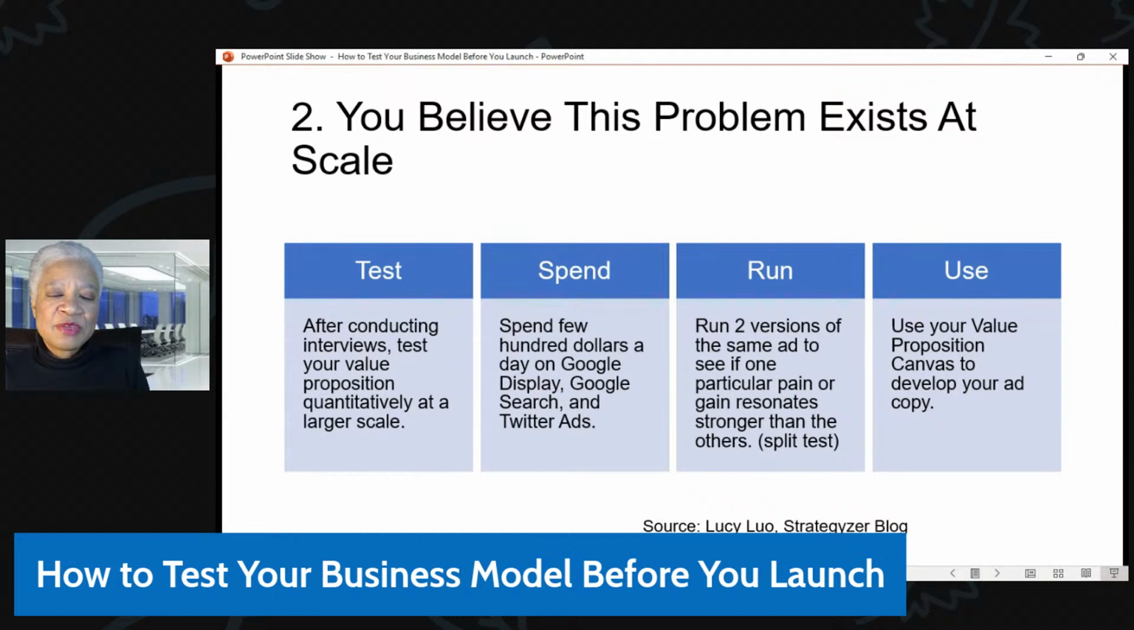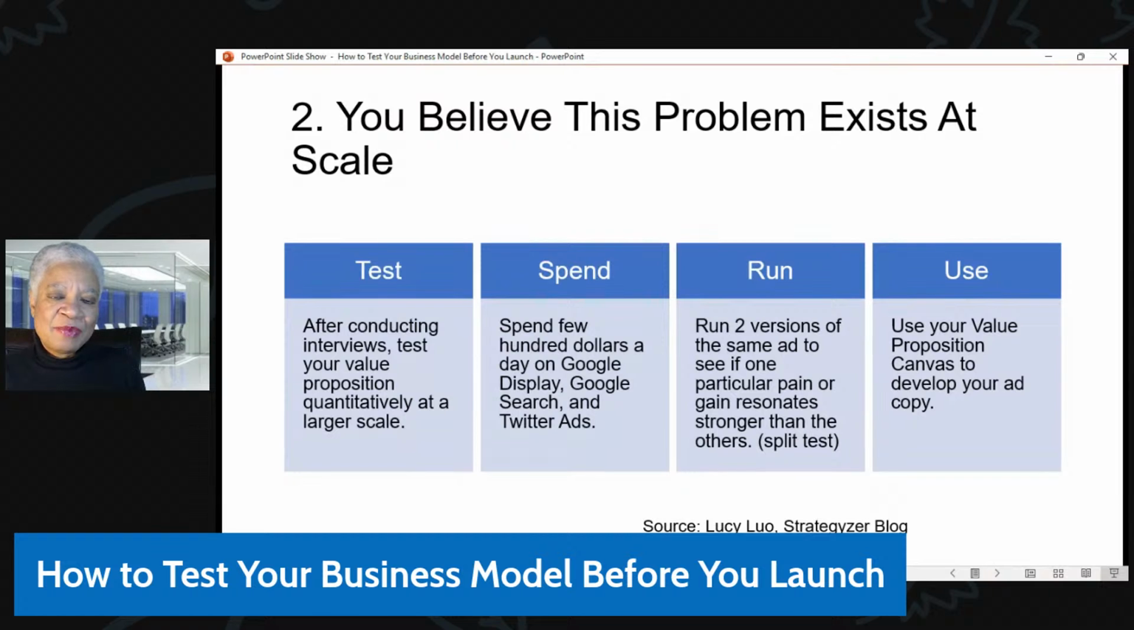You want to focus on those questions that will help you understand value. So if you believe that this problem exists at scale, meaning that a lot of people have this problem and it's not just a handful of people, then that means there's a larger opportunity for you. So the first thing you want to do is test. After conducting the interviews, you want to test your value proposition again.